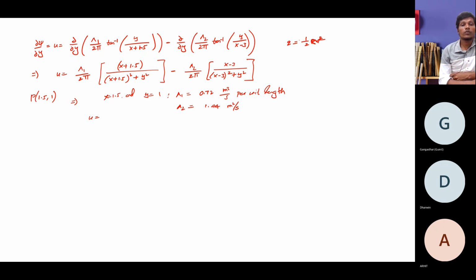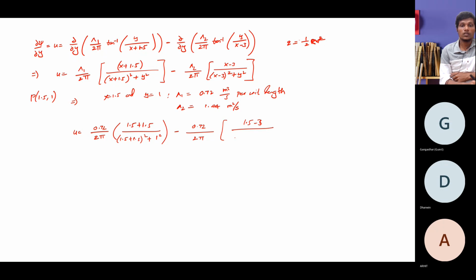So now I will substitute all these values in the u equation. If you substitute just as numerics, I request you to play with this by writing by yourself. If you do that, you will get u equals 0.72 by 2 pi times x equals 1.5 plus 1.5, and again here 1.5 plus 1.5 whole square plus y equals 1 square, minus lambda 2. Remember that the sign convention we already used for the lambda 2, so no need to use it again. The common mistake that we generally do.